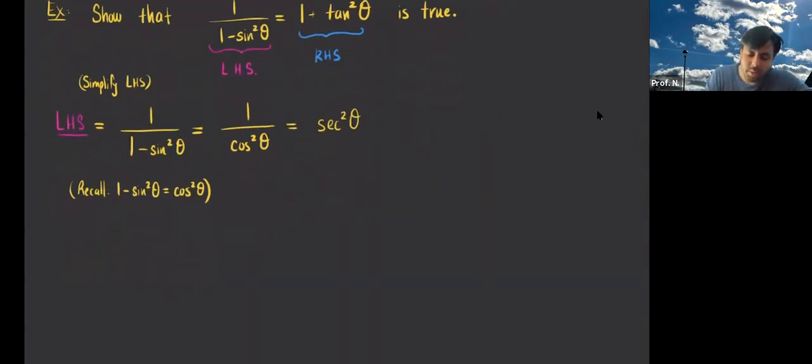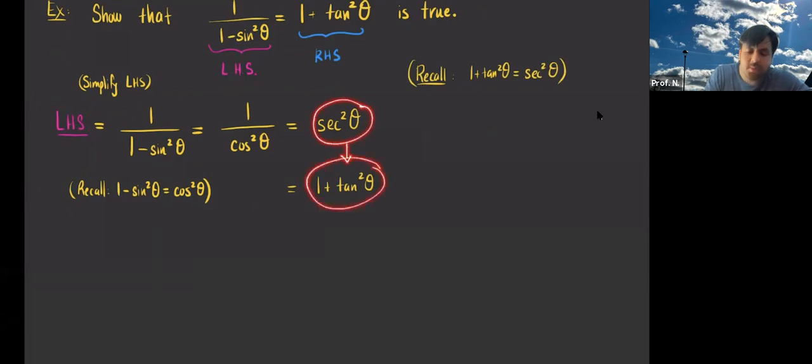Now, what is secant squared? Isn't this 1 plus tangent squared? So you see, I have to recall again. What do I recall? Recall that one of the identities is that 1 plus tangent squared theta equals secant squared theta. Don't forget that. 1 plus tangent squared theta equals secant squared theta. So because I have secant squared theta, I can also represent it as 1 plus tangent squared theta, since this is an identity. And what did I just prove? What did I just show?